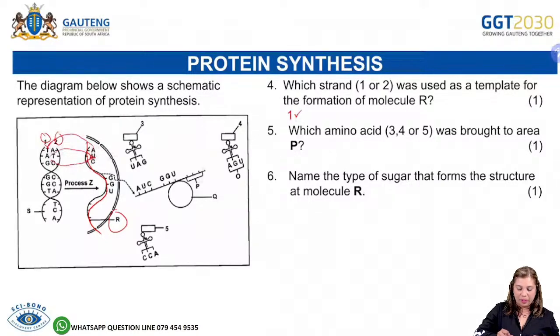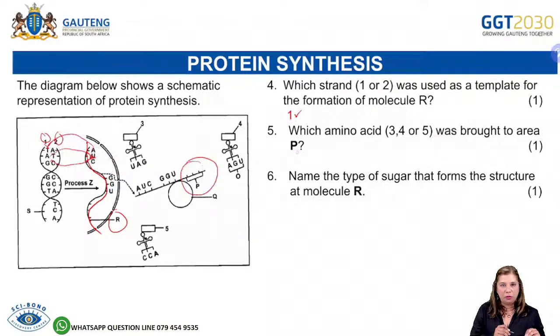There we go. There's area P. Which amino acid was brought into P? So how I would suggest you do this, you do it as a process of elimination. If you look at the codon here, you got A, U, C. So what is going to pair with A? U, isn't it? What is going to pair with U? It's going to be A, and G is going to pair. So that one is going to go there.